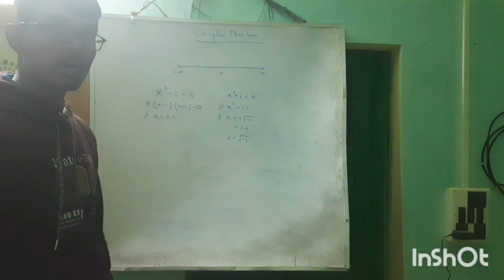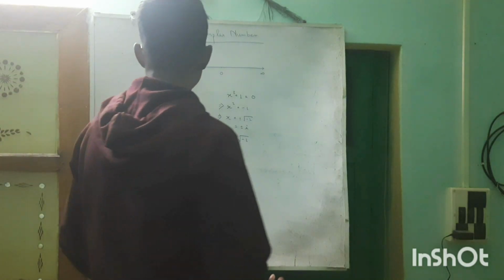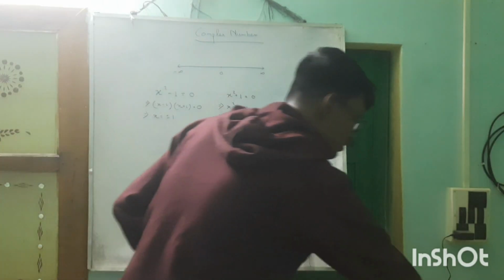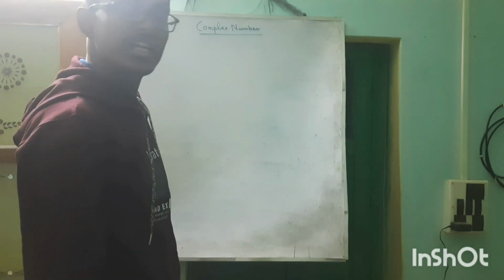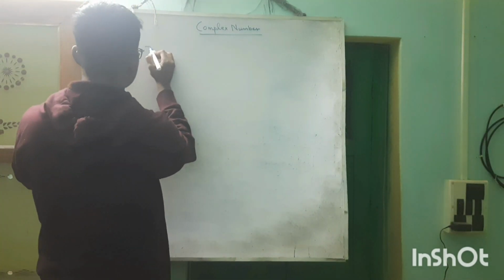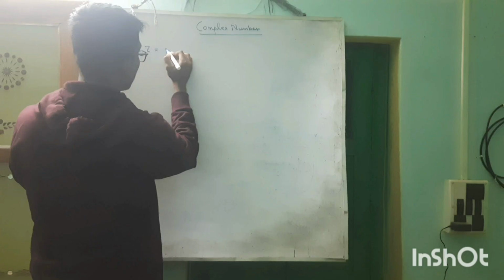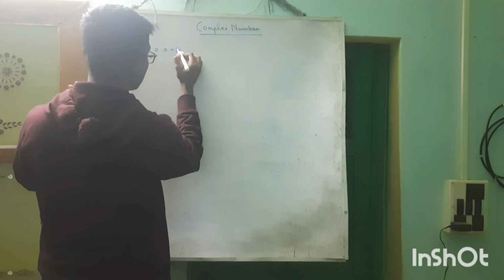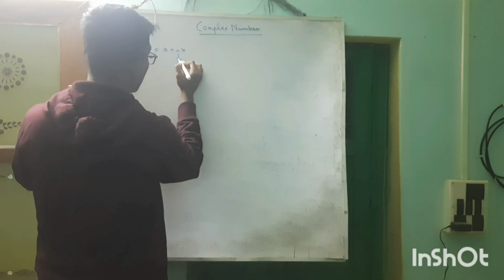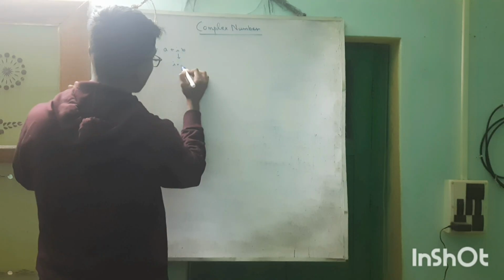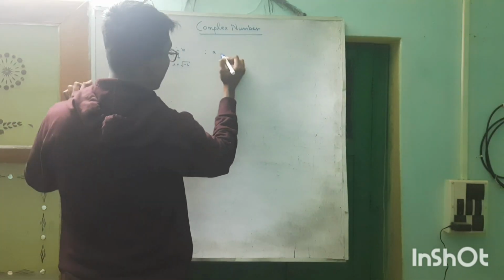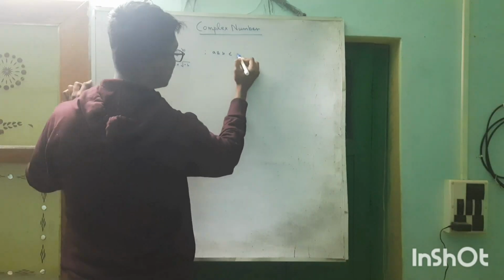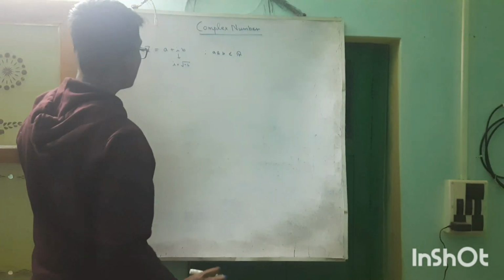So now come to the definition of a complex number. If z is a complex number, it is of the form a plus ib, where i is equal to root over of minus 1 and a and b belong to the real numbers. Okay.